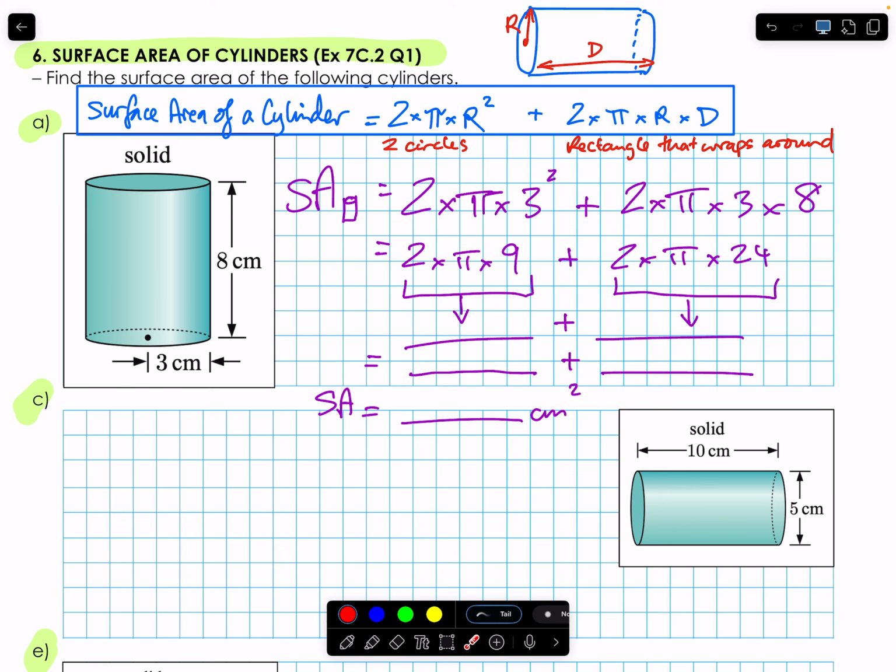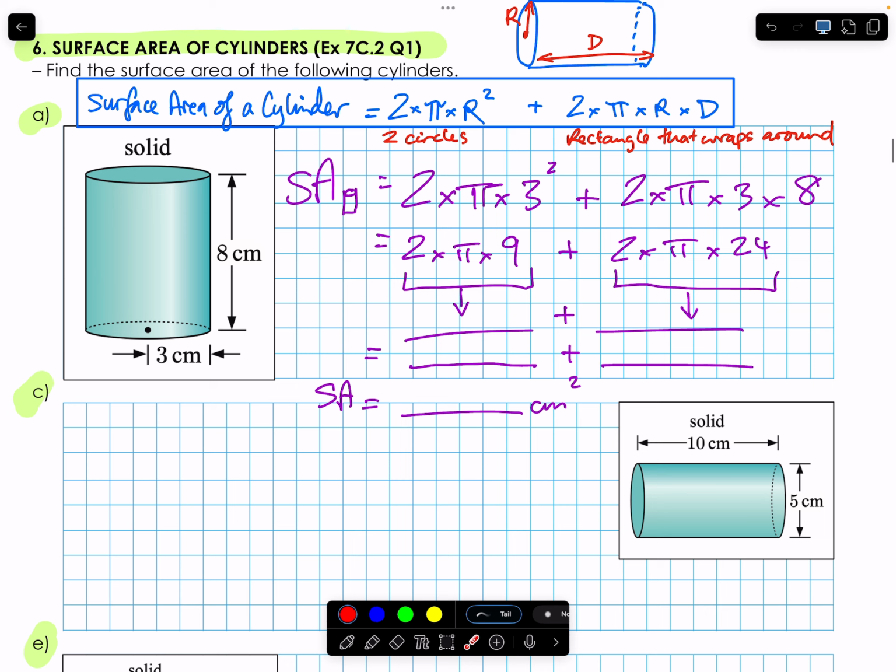Can I just give you like a minute to get that down, and then I'll teach you how to find the surface area of a cone, and then I'll tell you about the rewards for today.